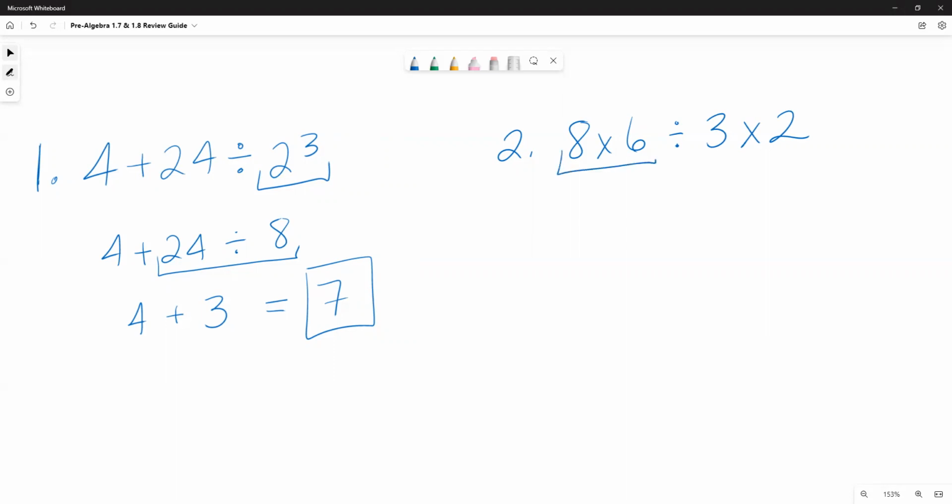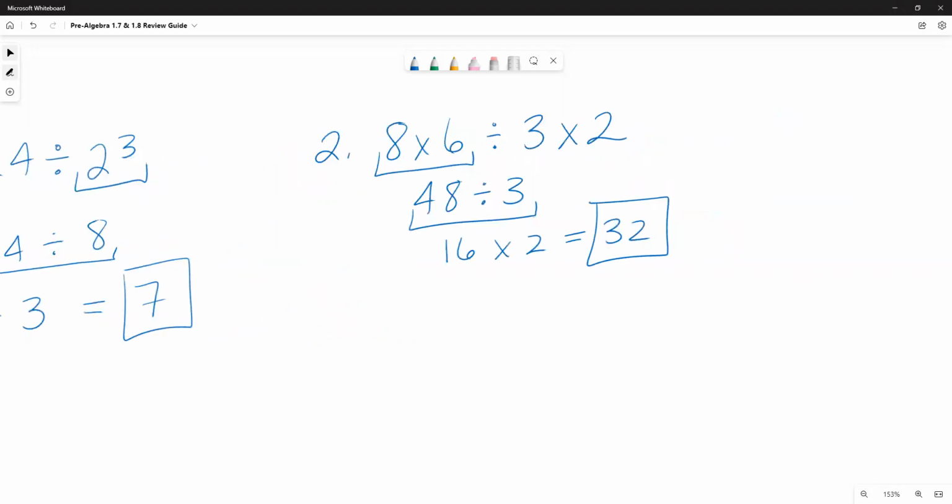So 8 times 6. 48 divided by 3. So 3 goes into 4 how many times? With 1 left over, so 3 goes into 18 how many times? There we go. Times 2. 32. Yep, perfect.